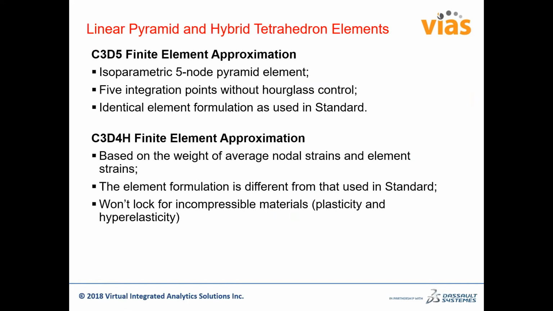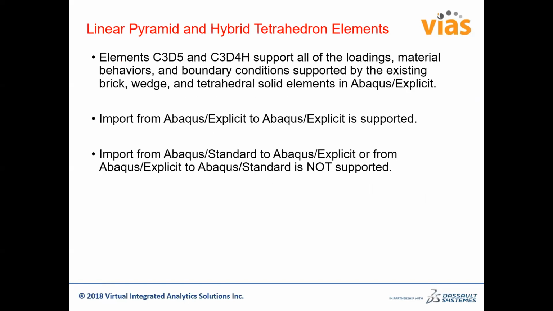Explicit didn't have the C3D4H elements prior to 2018. Now we have them. So the element formulation is different from that we used in Abaqus Standard. And as we expect, this element won't lock for incompressible materials. Both these elements, C3D5 and C3D4H, support all of the loadings, material behaviors, and boundary conditions supported by the existing brick, wedge, and tetrahedral solid elements in Explicit.